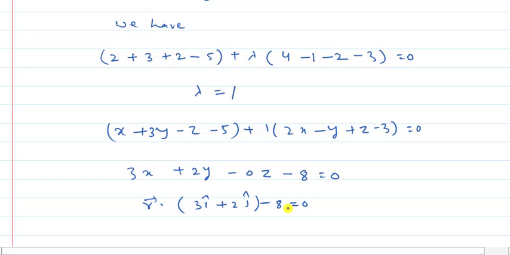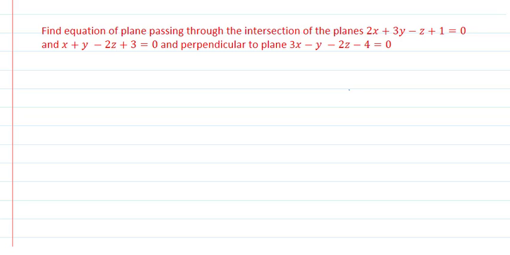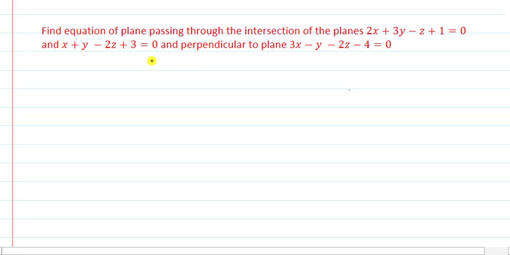Now let me take another condition in which the same type of question is to be attempted. Now look at this problem. Find the equation of the plane passing through the intersection of the planes 2x plus 3y minus z plus 1 is equal to 0 and x plus y minus 2z plus 3 is equal to 0, and perpendicular to the plane 3x minus y minus 2z minus 4 is equal to 0. So there is no change in the first line. That is, we need to find out the equation of the plane which passes through the intersection of these two planes.